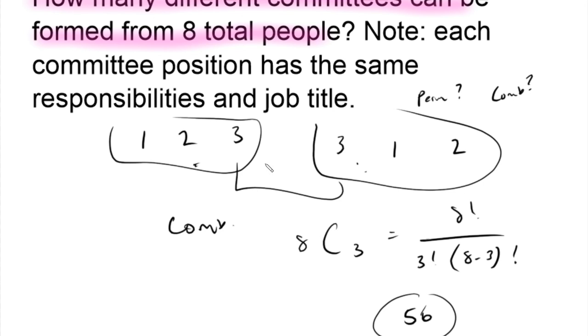I want to point out, you don't use the fundamental counting principle for combinations, all right? The fundamental counting principle can only be used in situations where the order is significant, at least the way that we've been teaching it here.